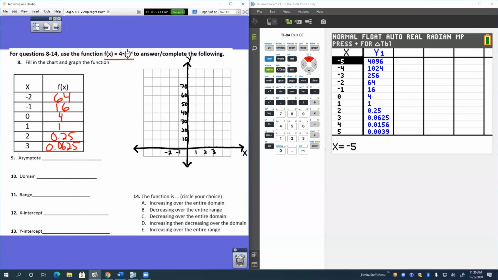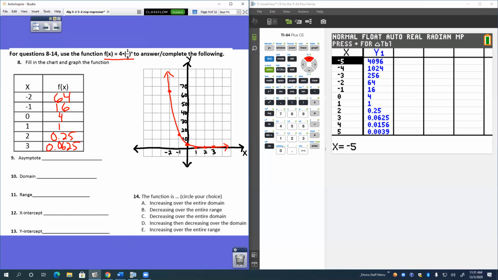So going to graph these, we're going over to -2 up to +64. You will have to graph it on tomorrow's quiz. Over to -1 up to +16. Over 0 up to 4. Over to 1 up to 1. Over to 2 up to 0.25, which you won't even be able to see, and 3 is 0.0625. So when we go to graph these, you can see that we have a curve that looks like this.